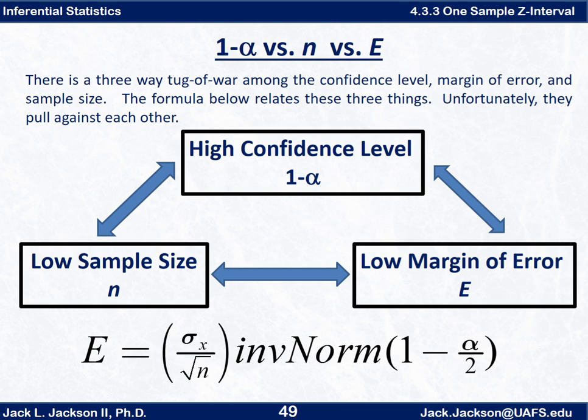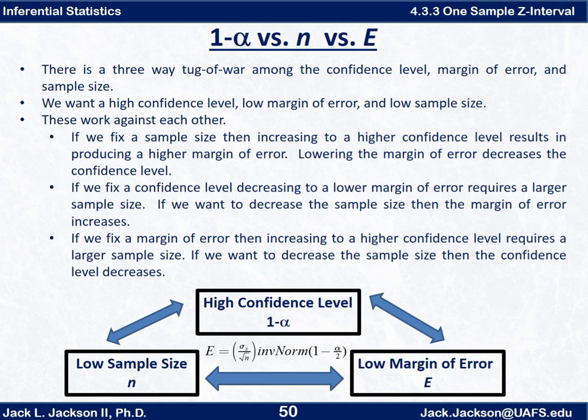On the other hand, we would like to have a low sample size. It costs money and time to go out and actually do a larger sample and measure it. So we keep the cost of our survey and our study down if we can keep the sample size a little smaller. So these three things in this formula are basically in a three-way tug-of-war. And unfortunately, they pull against each other. They work opposite from the way we'd like them to work.